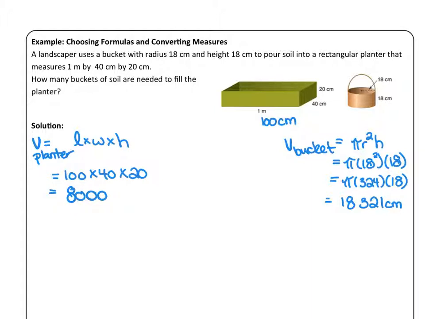That doesn't quite seem right. Hold on, guys. Because this is 80,000, I forgot a zero. Look at that. Okay, so now that we know how much the bucket holds and how much the planter holds, we're going to try to find out how many buckets actually go into those planters. So I'm going to take the planter volume and divide it by our bucket volume.